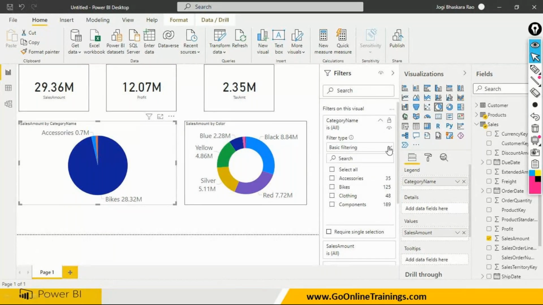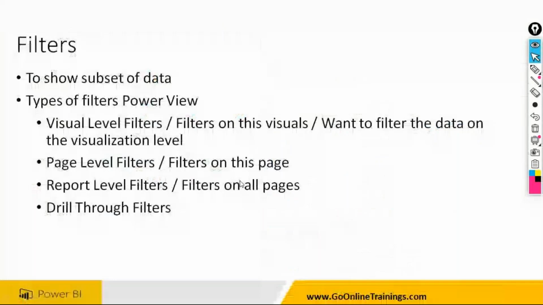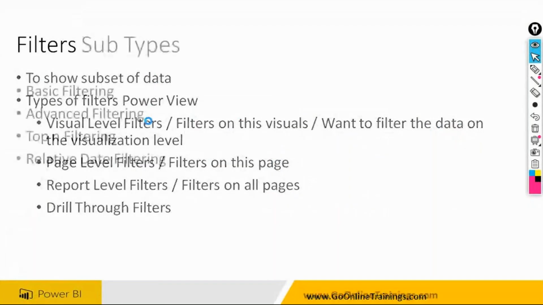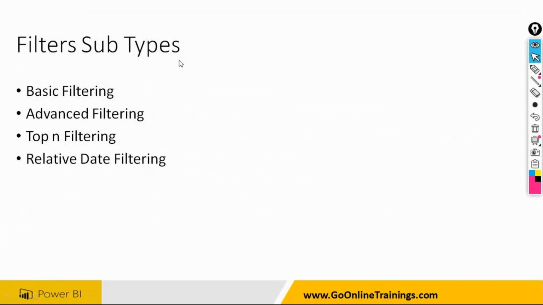One is called page level filtering, this filtering, that is, categories. These are types of filters. Then we have filter subtypes, we can say basic filtering, advanced filtering, top N filtering, relative date filtering. So again, these different subtypes are available. Let us understand basic filtering, advanced filtering, all these things one by one.